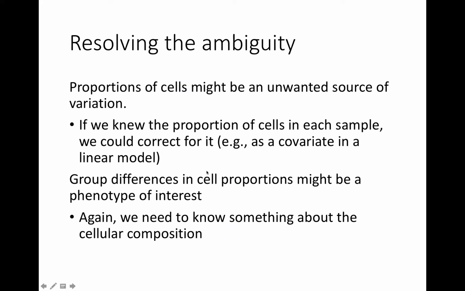So again, in the Alzheimer's example, if we want to know which types of cells are being lost, can we infer that from the bulk transcriptome? So again, though, we need to know something about the cellular composition. We want to know the cellular composition of the samples that we have.